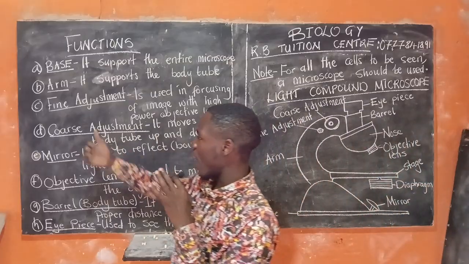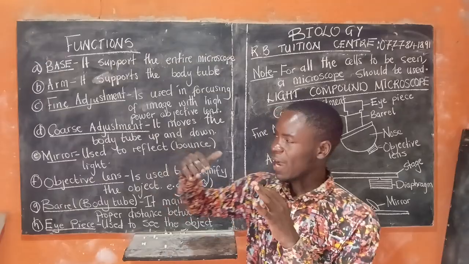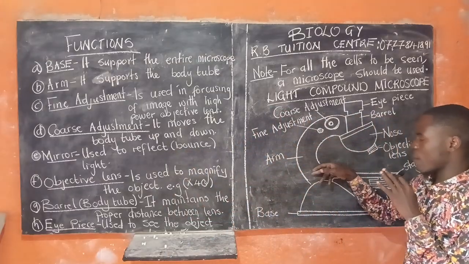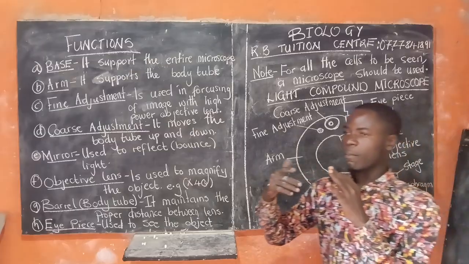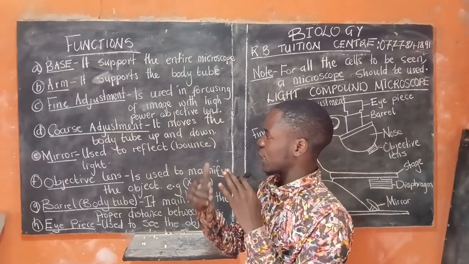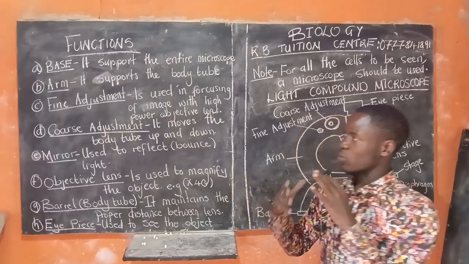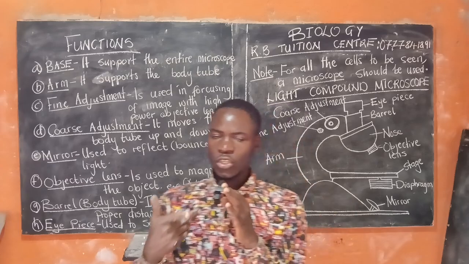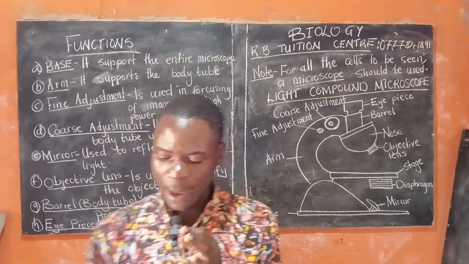Then we also have the arm. The function of the arm is to support the body tube of the microscope. Lastly, we have the base. It is used to support the entire microscope.